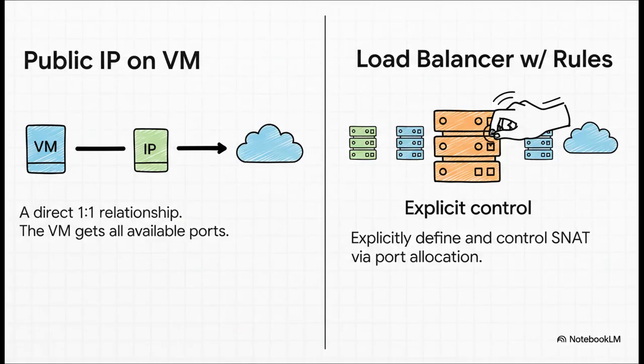All right, next we have our OK options. These are perfectly fine in the right situation. First, just sticking a public IP directly on a VM. It's simple, it's a one-to-one relationship, and that VM gets all the ports it could ever need. Great for a single instance, but it just doesn't scale. Then there's using a load balancer with explicit outbound rules. This is also a solid choice. It gives you complete control to say exactly how SNAT should work, letting you manually assign ports and tune performance. It's good, but it can get a little complicated as you grow.